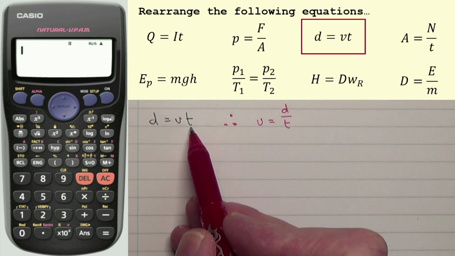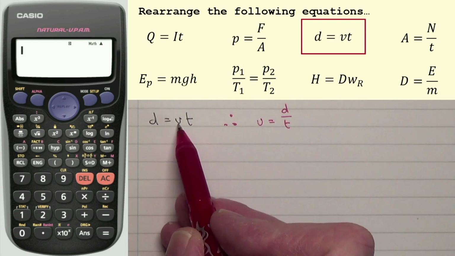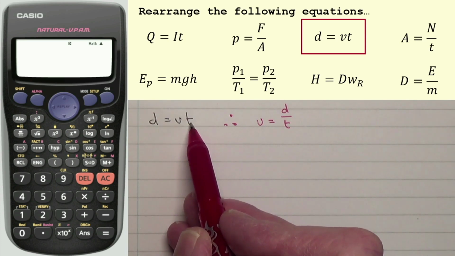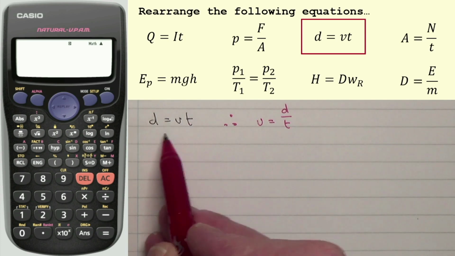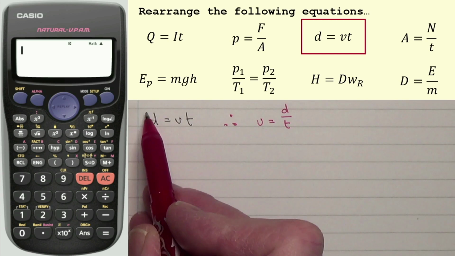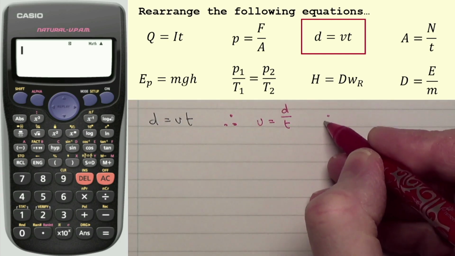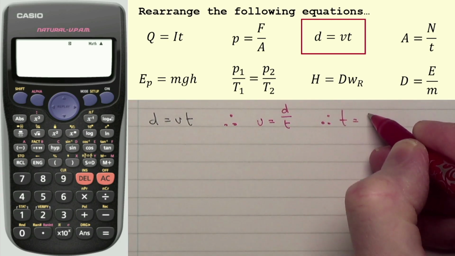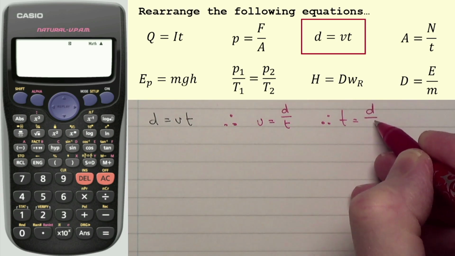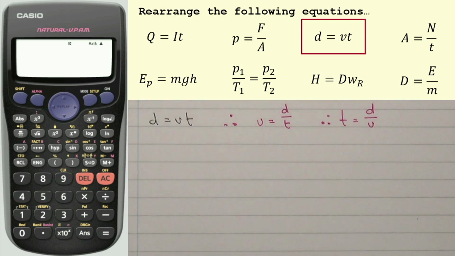Second of all, if I want to make T the subject of the equation, then of course T is being multiplied by V. So to get rid of that, I need to divide this side by V, and I need to divide this side, the left hand side, by V as well. And of course that'll give me, therefore, T is equal to D divided by V.